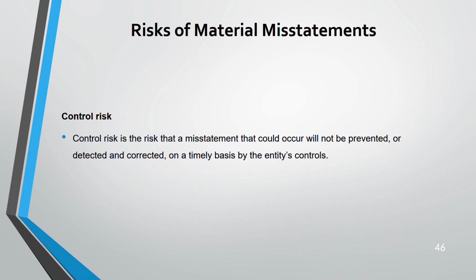Next is control risk. Control risk is the risk that a misstatement that could occur will not be prevented, detected, or corrected on a timely basis by the entity's control. It says even though control is there, still you cannot prevent the risk from happening. They might fail to detect, they might fail to prevent, or they might not be able to correct the misstatement on a timely basis. There's a risk. That is known as control risk.